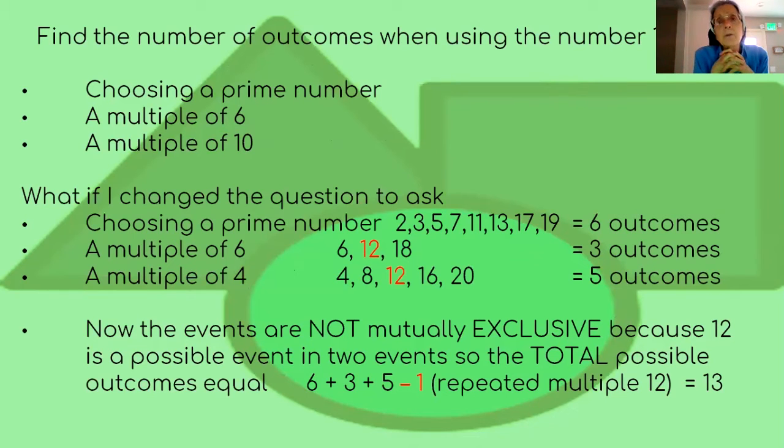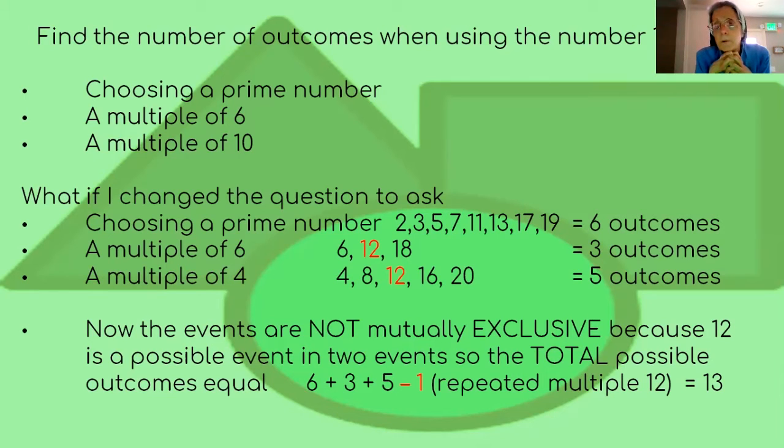So find the number of outcomes when using a prime number and a multiple of 6 and a multiple of 10. Well, when we did that, these were mutually exclusive. There was nothing that overlapped. But now I'm changing it. I'm saying, what is the number of outcomes possible when I choose a prime number, a multiple of 6, and a multiple of 4? Now when I do that, I don't have any overlaps between the prime numbers, but a multiple of 6 and a multiple of 4 that are common to each other is 12.